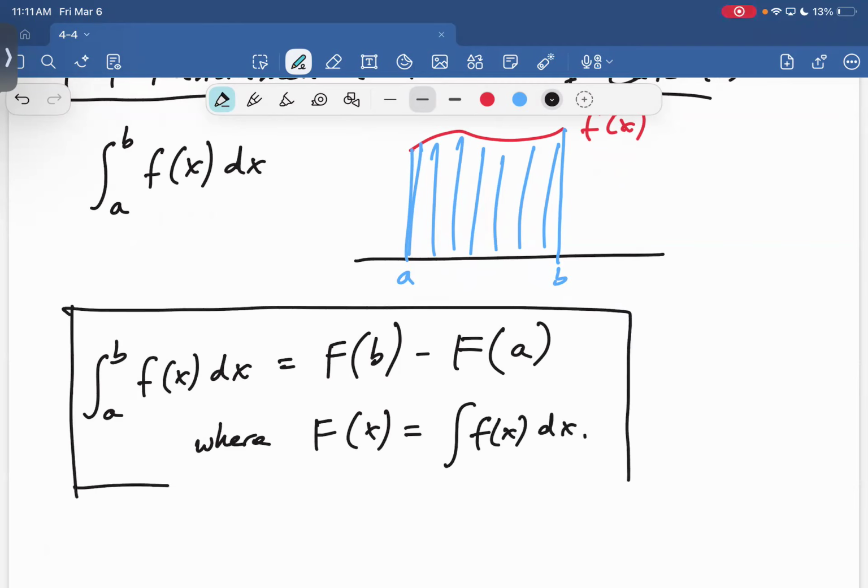Okay, so this is the fundamental theorem of calculus. In order to calculate the definite integral of a function, you take the indefinite integral, which gives you the antiderivative. I labeled that with a capital F, right? And then we evaluate it at b, the upper limit of integration, and we subtract its value at a, which is the lower limit of integration.